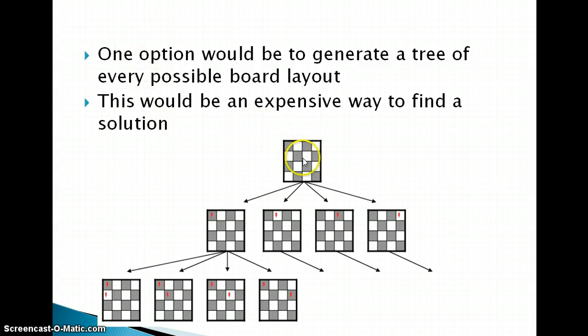In the first row we can place the queen in the first place, 1 2 3 4. In the second row, if we place here, then this queen can attack this one. If we place in that place, this one also can attack. So we can place it in this way or in this way. Then this tree is formed. This tree is called the state space tree.